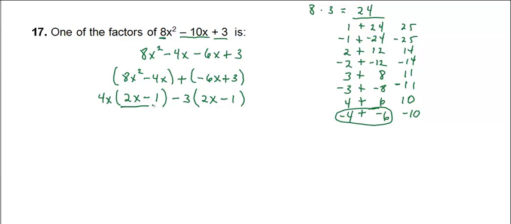Again, notice that these factors are the same. That's our GCF for our next step. So we remove our GCF, the 2x minus 1, and that leaves us with the 4x minus 3 as our other factor. So our two factors would be 2x minus 1 and 4x minus 3.